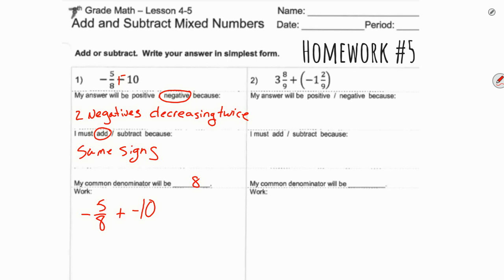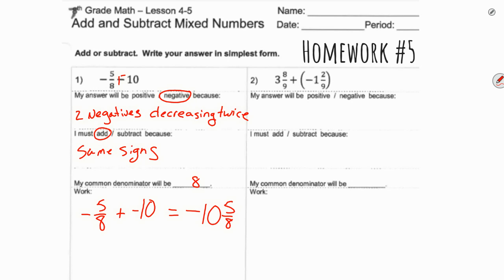So if I think of this, I have no whole number for my first fraction. So that's really saying 0 plus 10. So we already said we know it's a negative. Now if we look at the fraction part, I have 5/8 plus nothing. Well, that's still going to be 5/8. So the answer should be a negative 10 and 5/8.